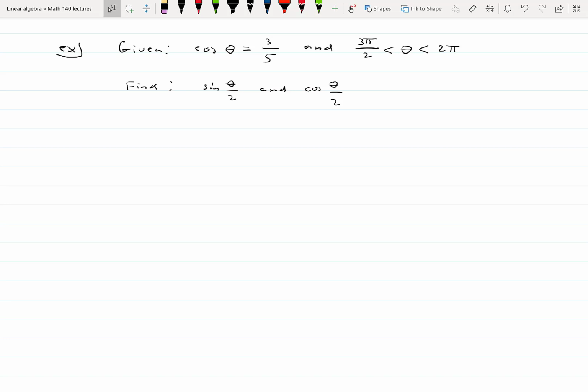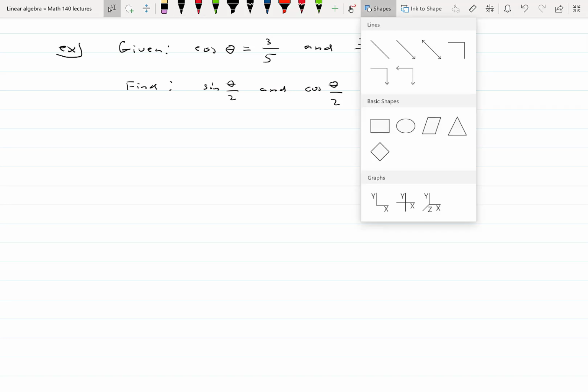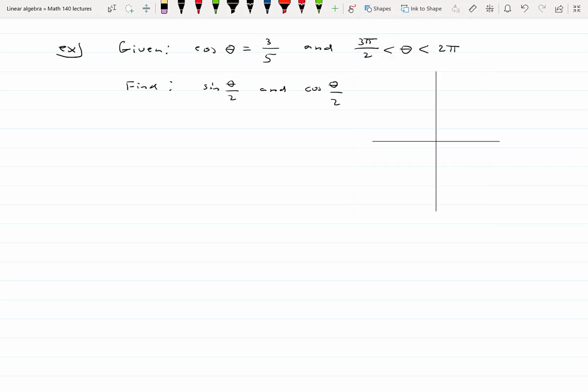Okay, we're going to need a diagram of our angle, so I'm going to draw that for us here. Here's our angle. Our angle's in quadrant 4. How do I know it's in quadrant 4? Because the problem says theta is between 3 pi over 2 and 2 pi. And the cosine is 3/5. Here's our angle theta, and the cosine is 3/5.